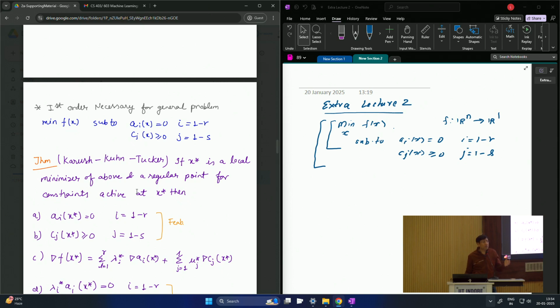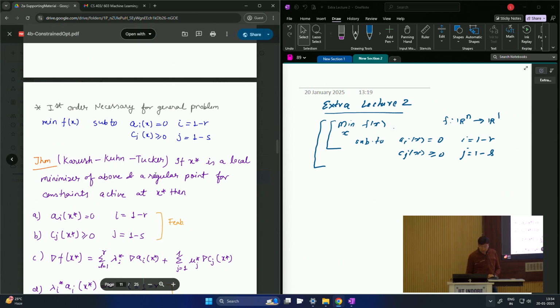We are usually after local unless it's a convex problem and the local becomes global, right? Regular, I just said that the gradient of the constraints should be linearly independent. In the previous case, gradient of A1, A2, A3, you put them as vectors, and if they are linearly independent vectors, it's a regular point. Here it changes to regular points for the constraints that are active at x.